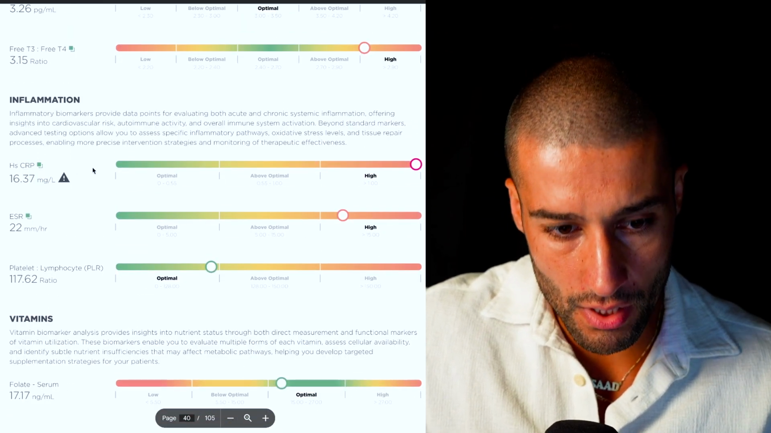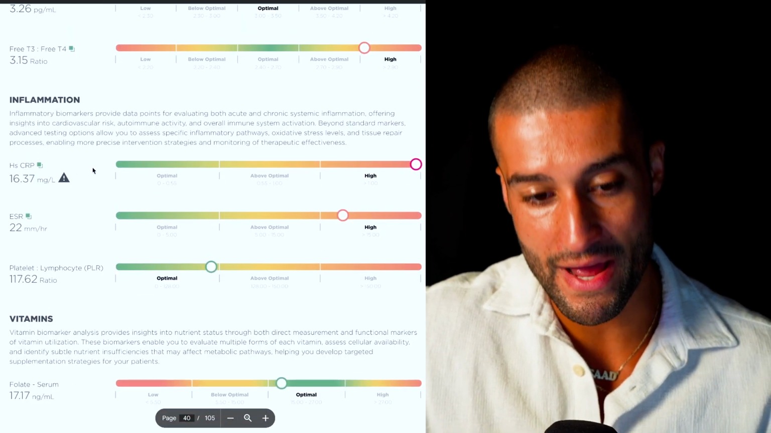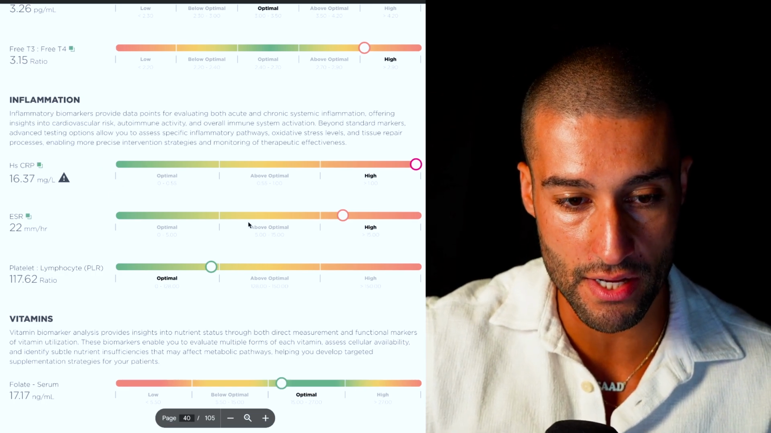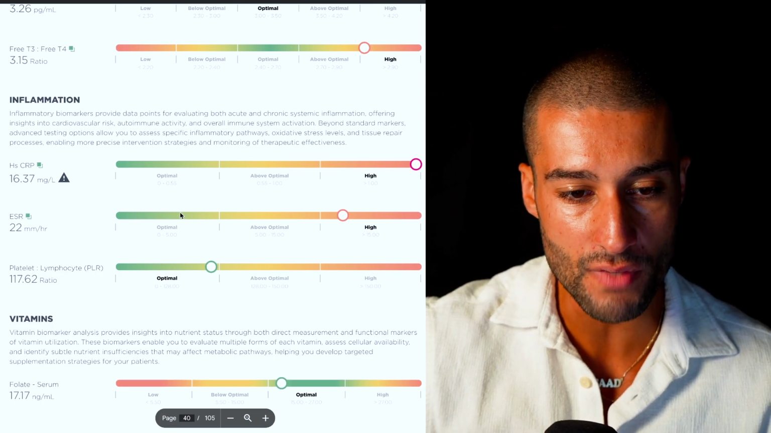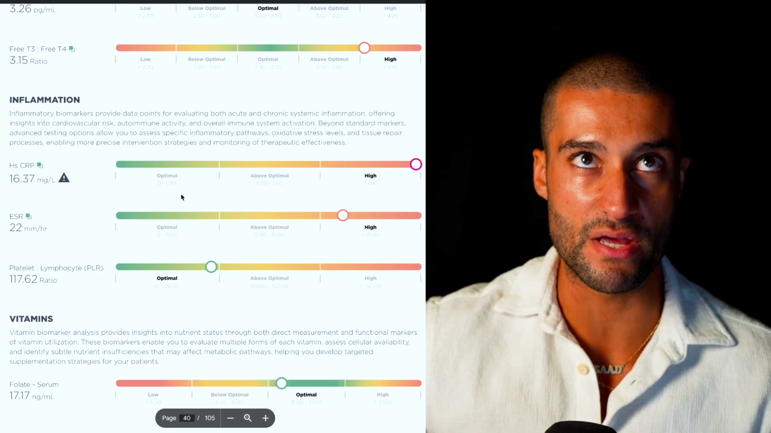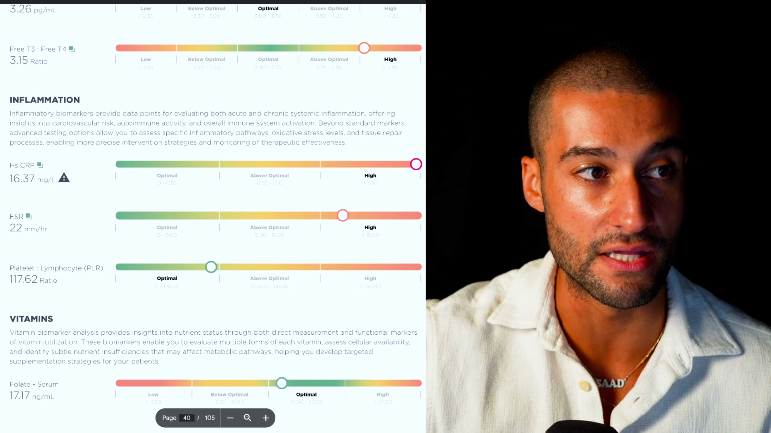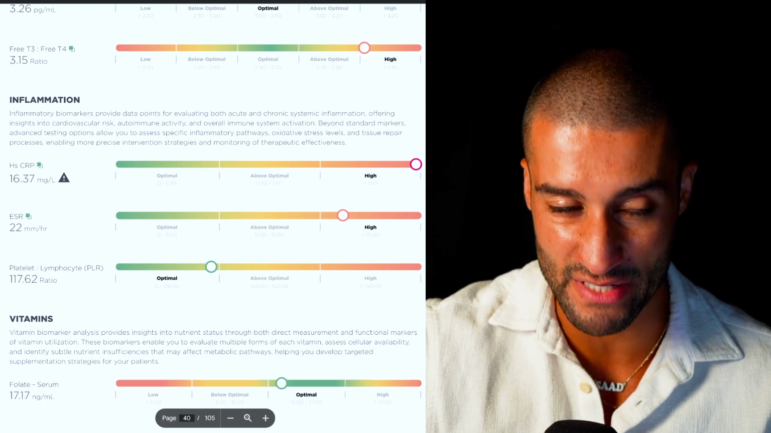CRP, high sensitive C-reactive protein. This is like another inflammatory marker. ESR is another one as well. Both of these are high. This could be because of the underlying RA. This could also be driven by the lipids and the dyslipidemia.